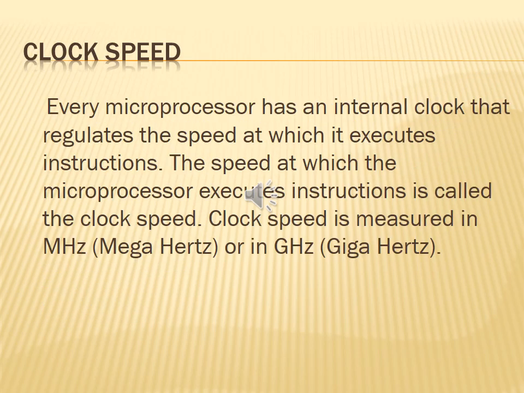Now clock speed. Every microprocessor has an internal clock that regulates the speed at which it executes the instruction. The speed at which the microprocessor executes instruction is called the clock speed. It is used to calculate the speed of your microprocessor. How many instructions are received at a time, the speed will be calculated.